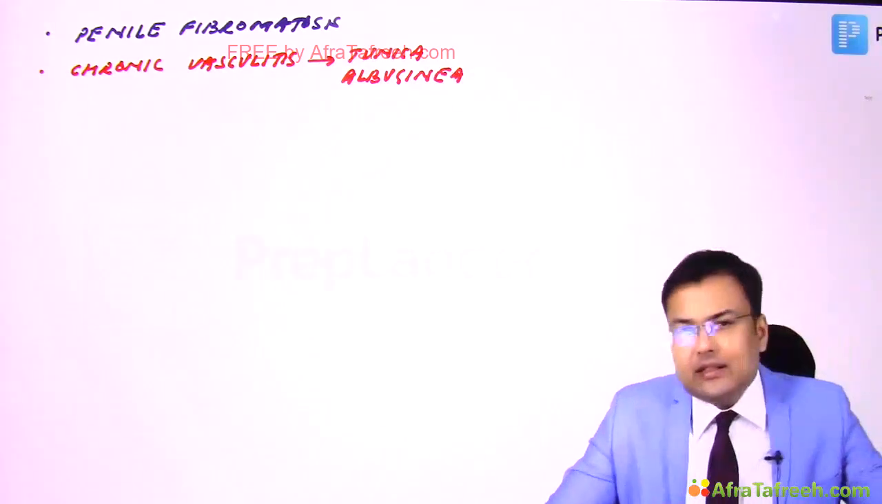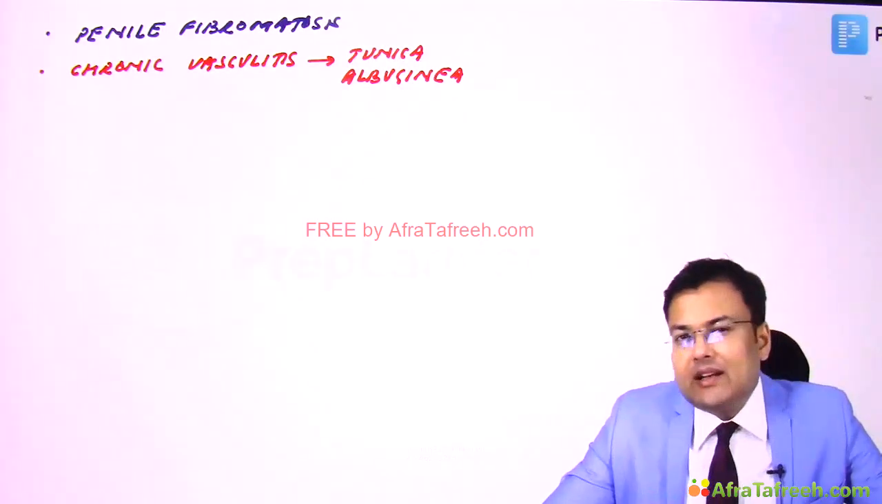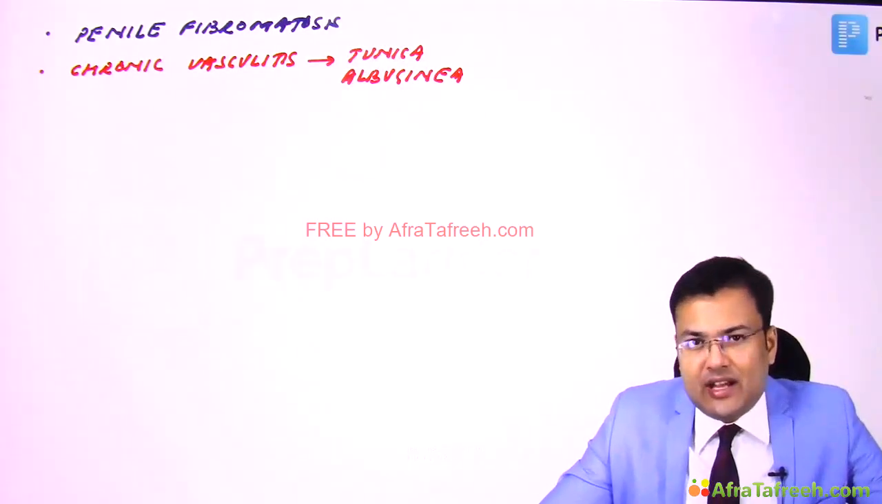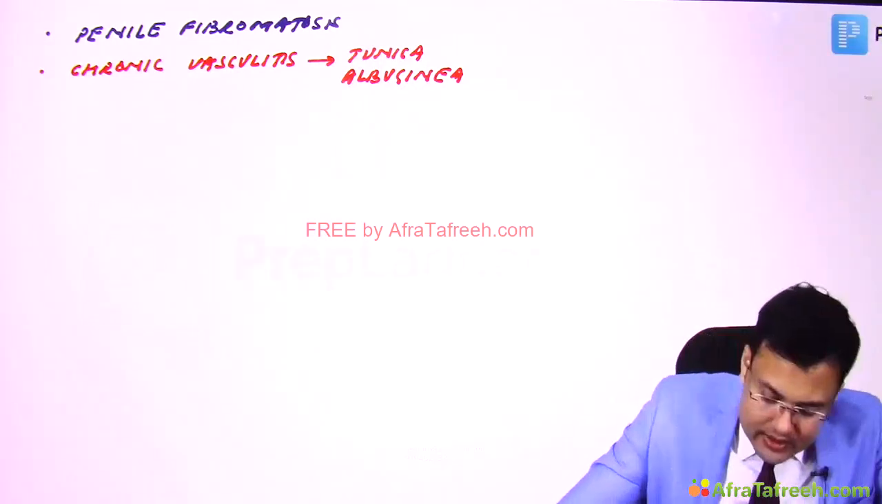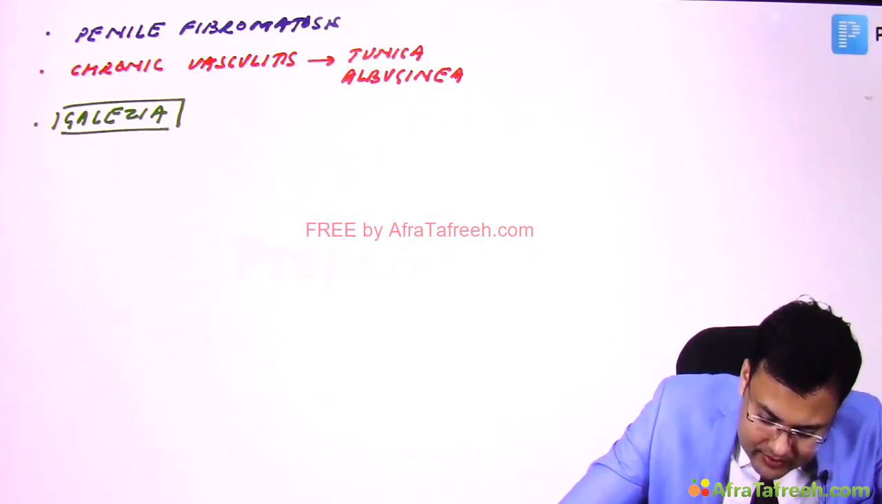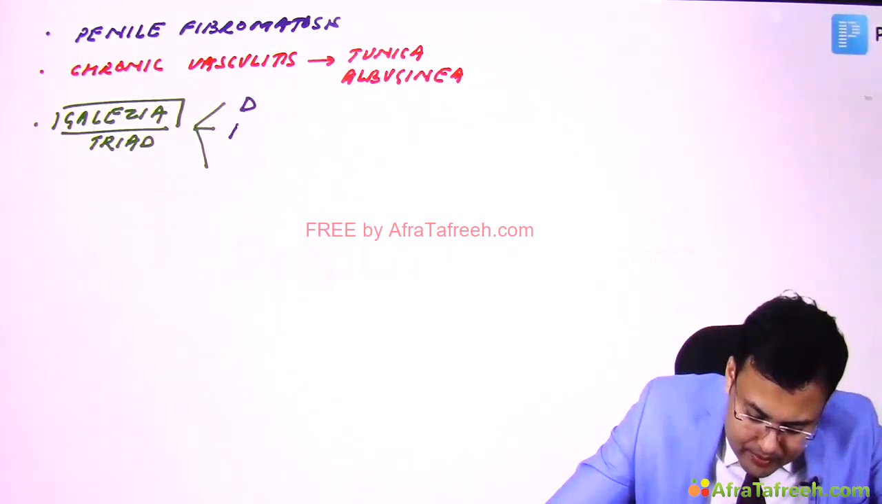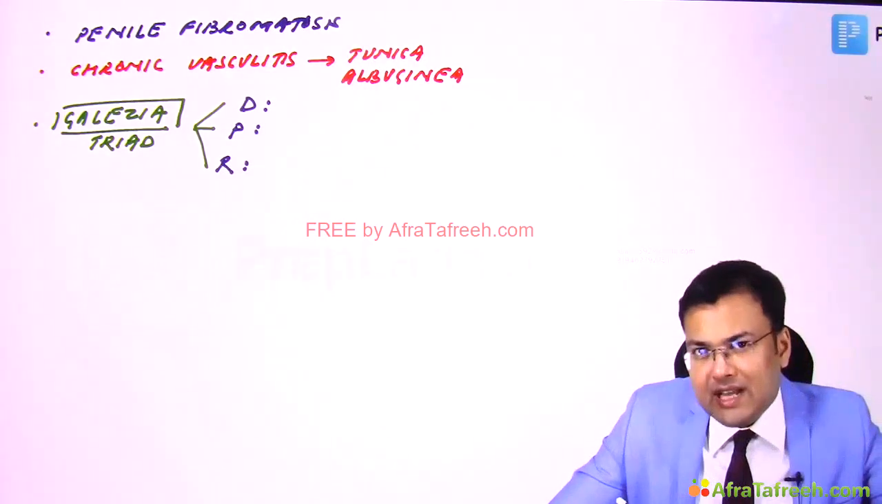Right? There is a triad associated with Peyronie's disease, and the name of that triad is Galezia's triad. Okay, so what are the components? This is asked frequently. Galezia's triad. So what are the components of Galezia's triad? The mnemonic is DPR. And in all these cases, there is fibromatosis or contracture, right?